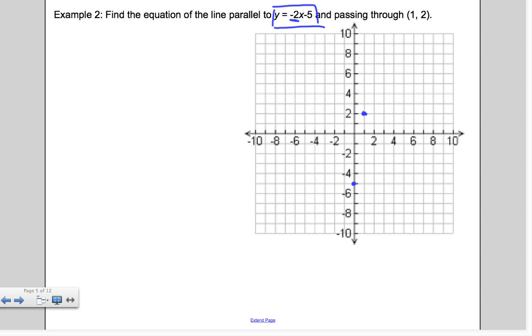-2. So what does that mean we go from here? Up or down? Down. Down 2 over 1. It's like rise over run. Rise is -2, and run is 1. So here's our line like that. Does that line pass through 1, 2?